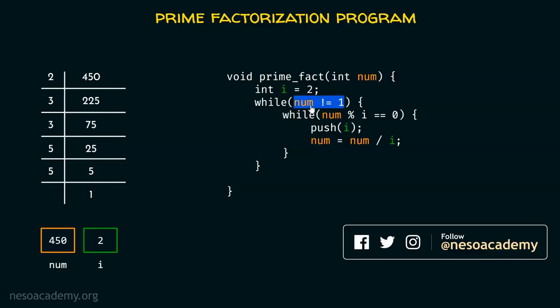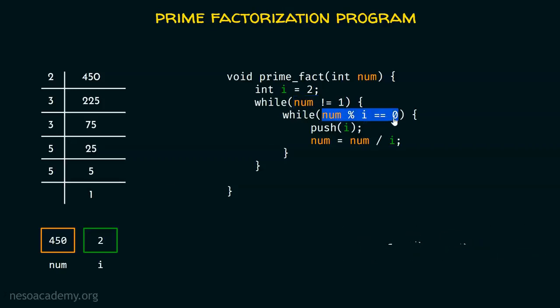First, we will check this condition. Is num not equal to 1? You can see num is not equal to 1, so we'll get inside this while loop. Now, we will check this condition. Is num mod I equal to 0? We know that I is 2 initially. Is it true that when we divide 450 by 2, we'll get 0 as the remainder? Obviously, because 450 is completely divisible by 2, we will get 0 as a remainder. That's why we can get inside this while loop.